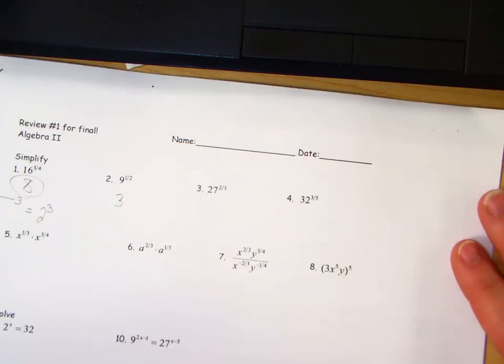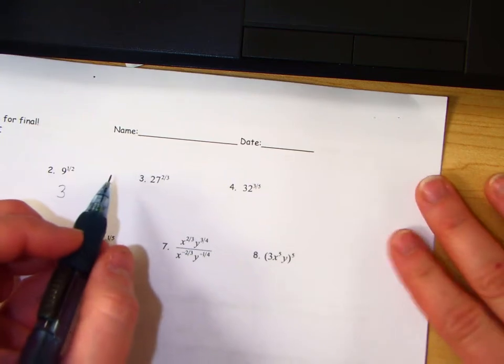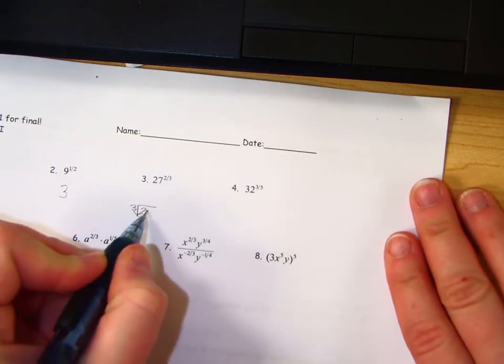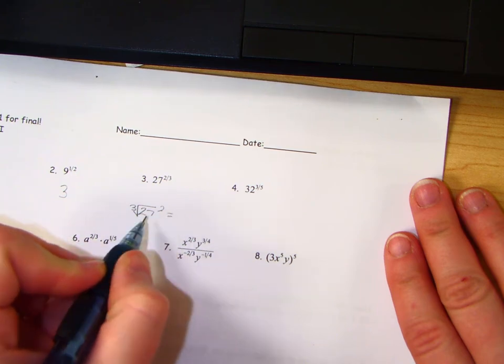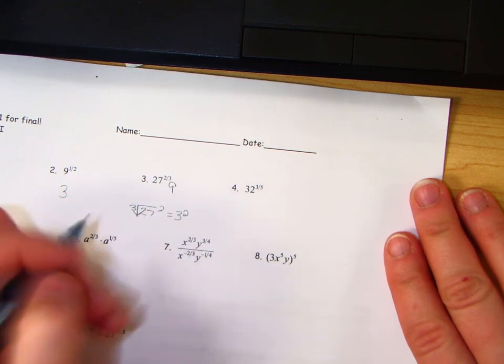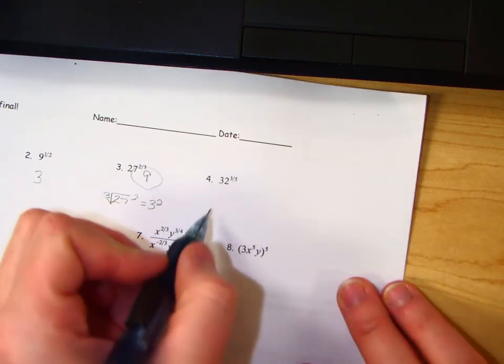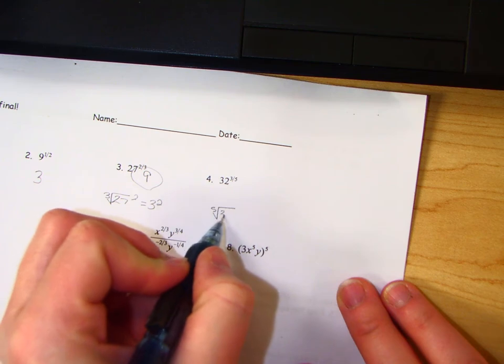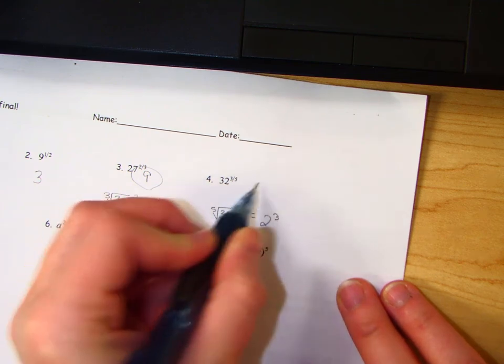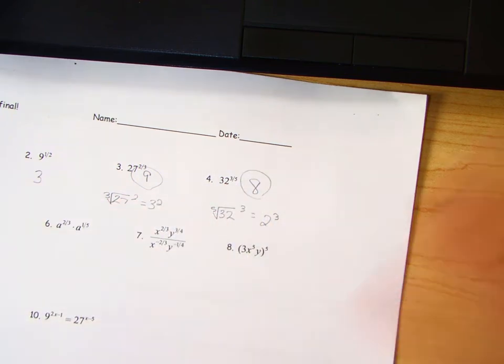Number 3, you can do the same way, input it into your calculator, but I will show you this one worked out. It will be the cube root of 27 squared. So the cube root of 27 is 3, squared is 9. Again, remember, you can just input it into your calculator. Number 4 is the 5th root of 32. And then you're going to cube that, so it ends up being 2 cubed. So the final answer is 8, but you could use your calculator.